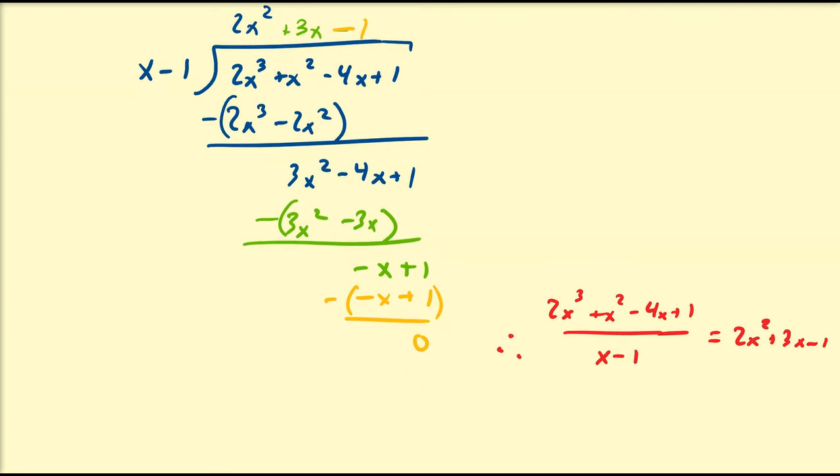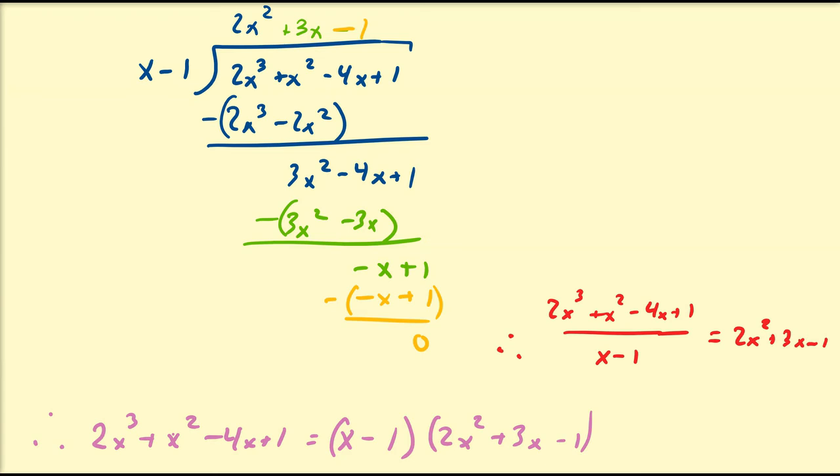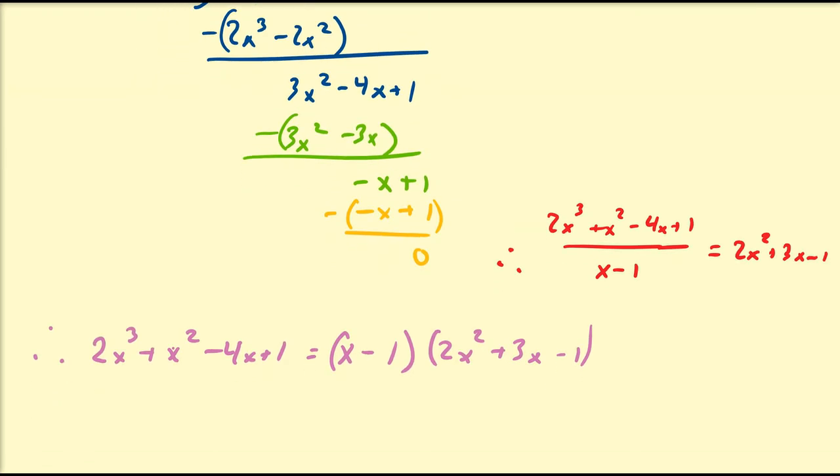So we can then have a corollary to this by multiplying both sides of this expression by x minus 1. We're going to have 2x cubed plus x squared minus 4x plus 1 is the same as, or factors into, x minus 1 times 2x squared plus 3x minus 1. And then we could do, say, a quadratic equation on that part in order to factor that out, or an AC method if we could.